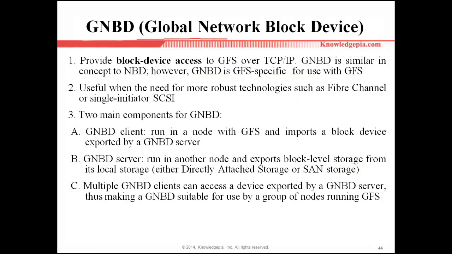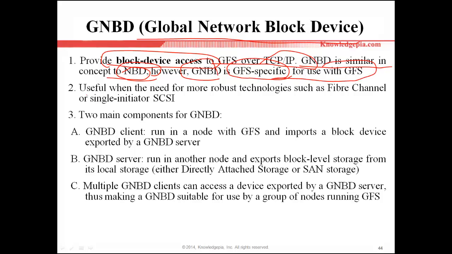GNBD is a global network block device. This is a kind of block device access to the GFS over TCP/IP. GNBD is similar in concept to NBD, a network block device like NFS or Samba, but GNBD is specific for use with GFS. So GNBD is useful when you need more robust technology such as Fibre Channel or single-initiator SCSI. Normally we say iSCSI.